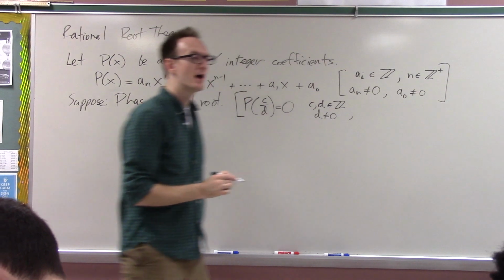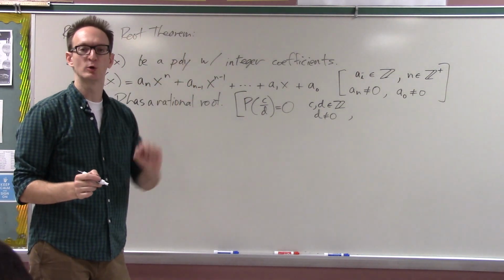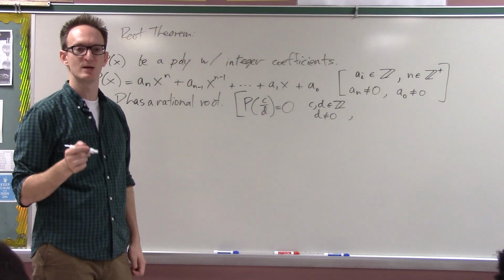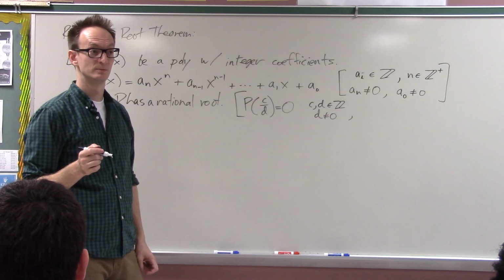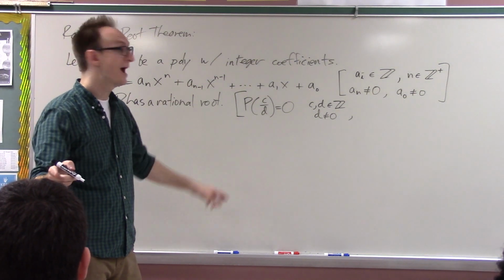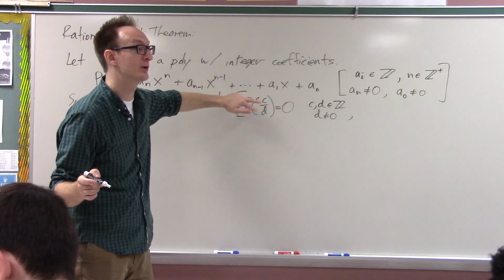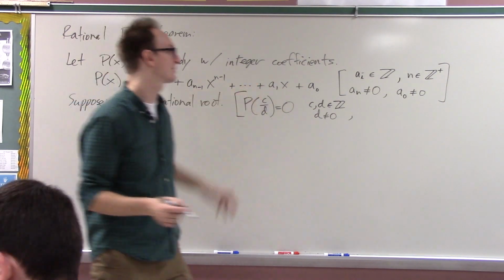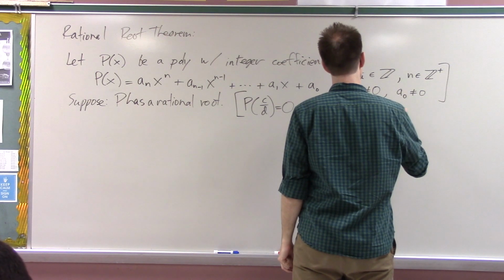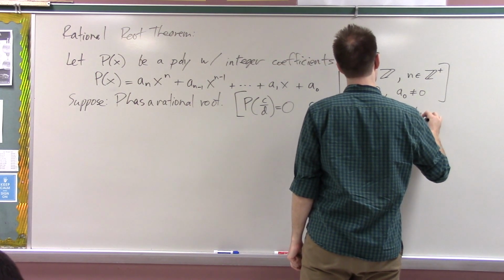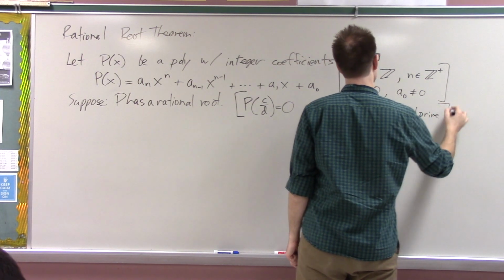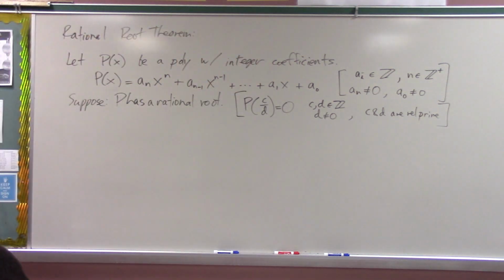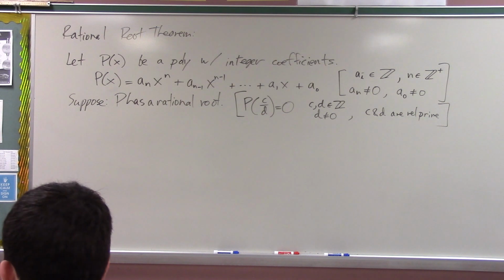And lowest terms. But now we can be a little bit cooler. Instead of saying lowest terms, what does it really mean if a fraction is in lowest terms? Another way of saying a fraction is in lowest terms, the big boy way of saying that, is that C and D are relatively prime. They have no factors in common. If they did, then you could divide. Okay, so far we have a polynomial with integer coefficients.